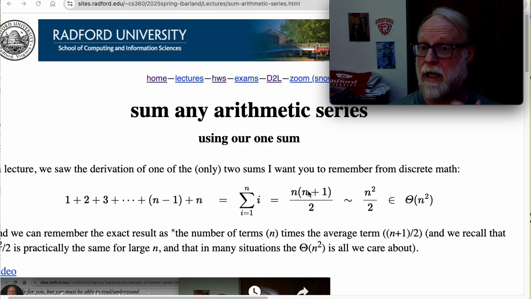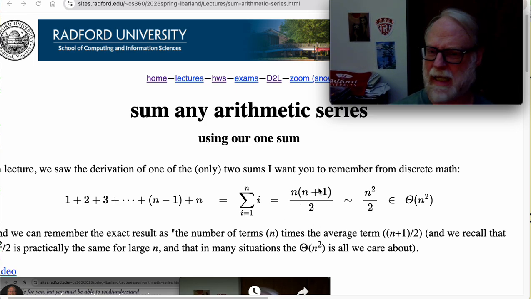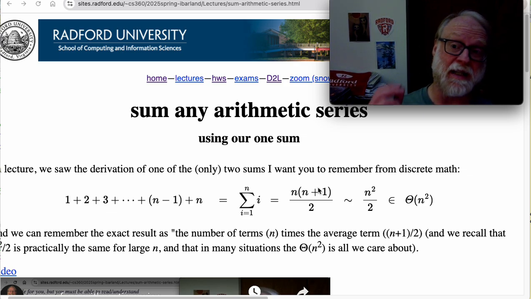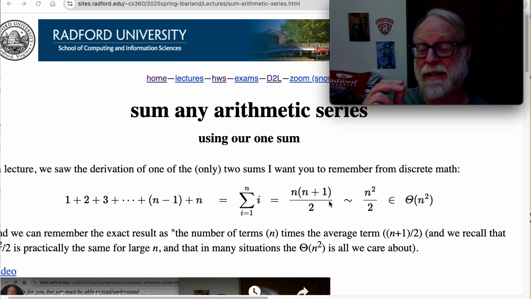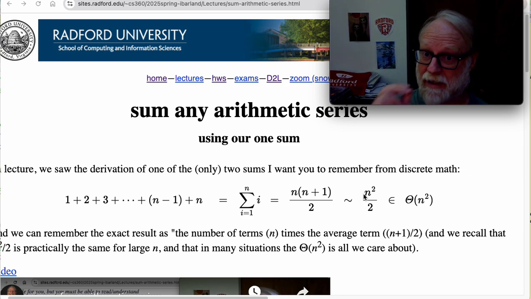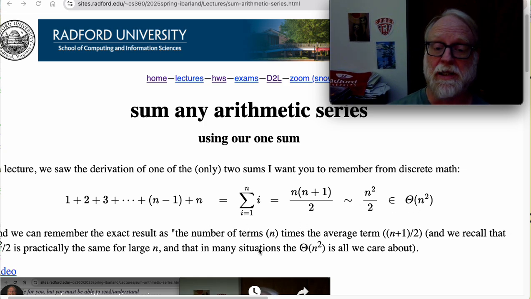I'll see in a moment why I phrase it like that. n halves first plus last. That's the exact answer. Really, in computer science, the thing I want you to have on the tip of your tongue, the tip of your brain, is it's 1/2 n squared. That should be there, just as a default knee-jerk reaction. The sum of that 1 plus 2 plus 3 up to n, half n squared, which is big theta of n squared, of course.